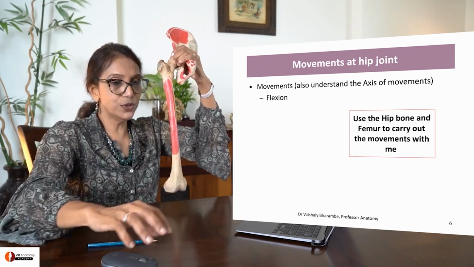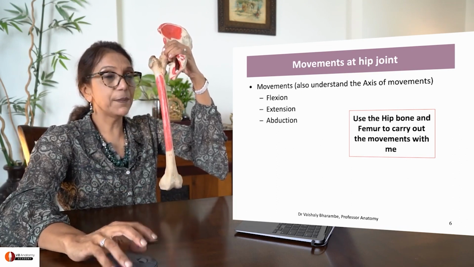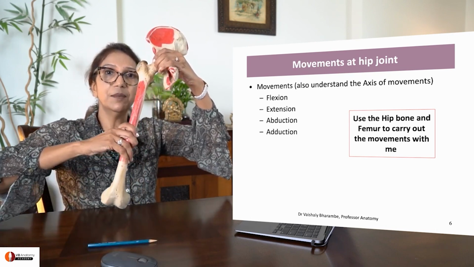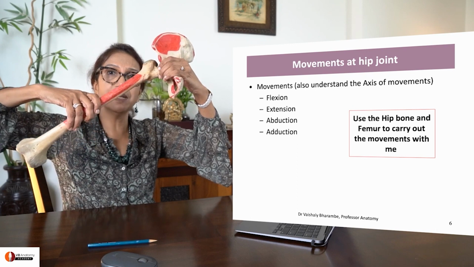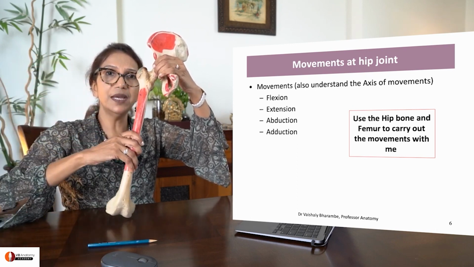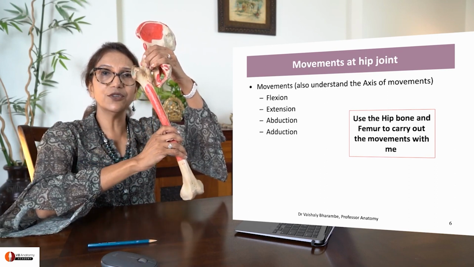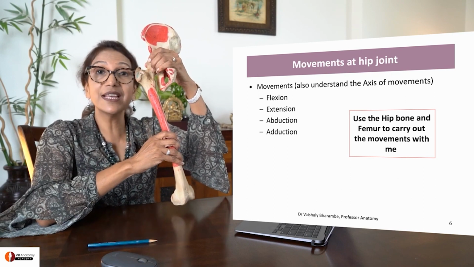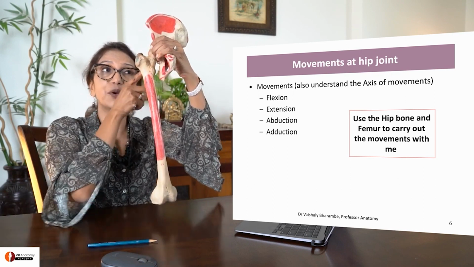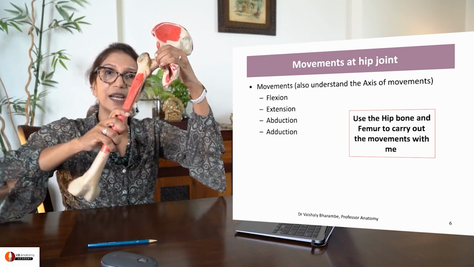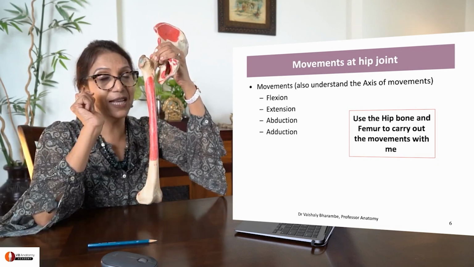Next movement I want you to talk about is abduction, adduction. Take the femur, begin to carry it upwards and back, laterally. Abduction. Begin to carry it downwards and medially. Adduction. Abduction, adduction. What is the axis here? Can it be an anteroposterior axis, around which it abducts and adducts? Yes, so that's the axis.